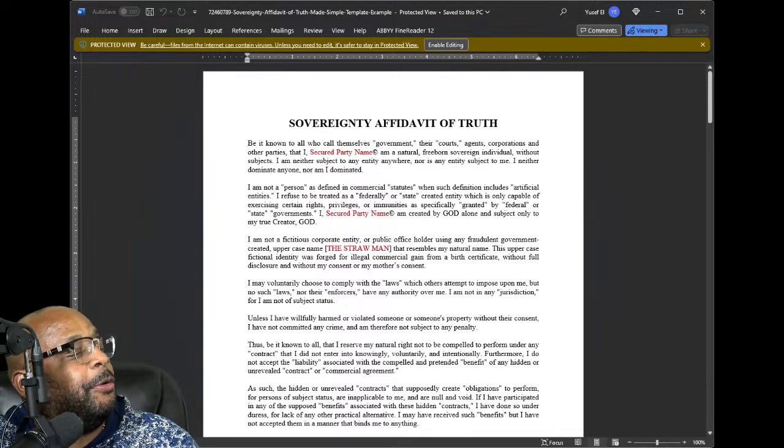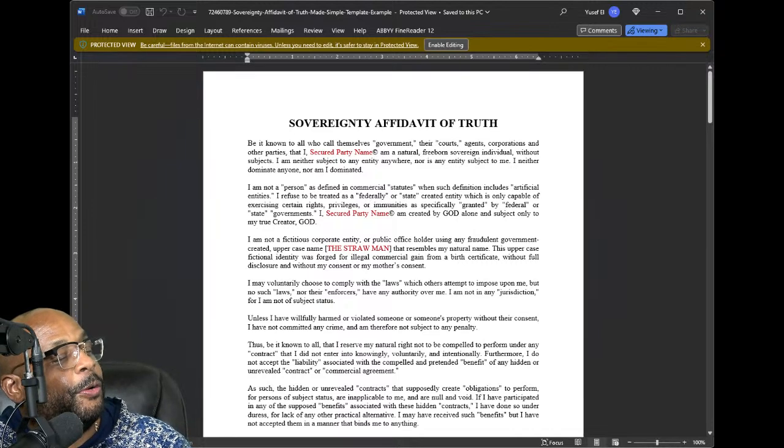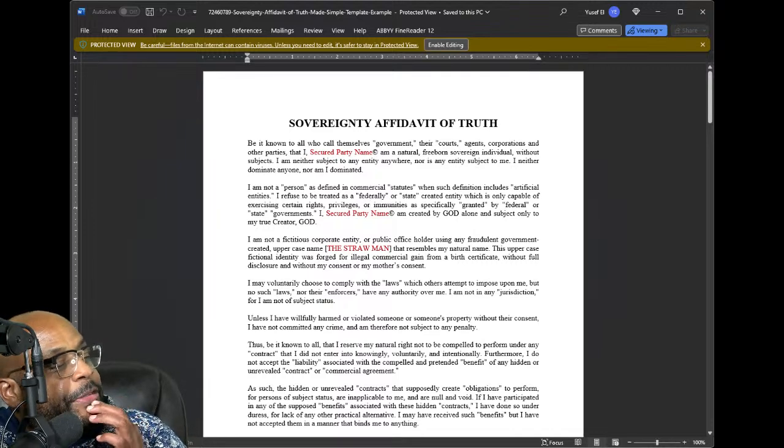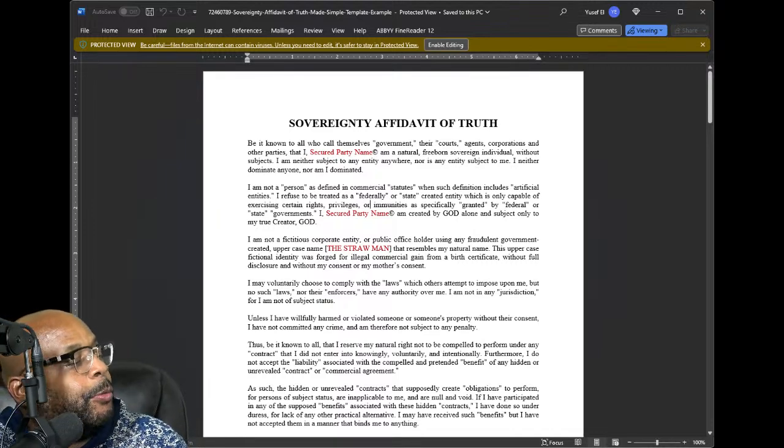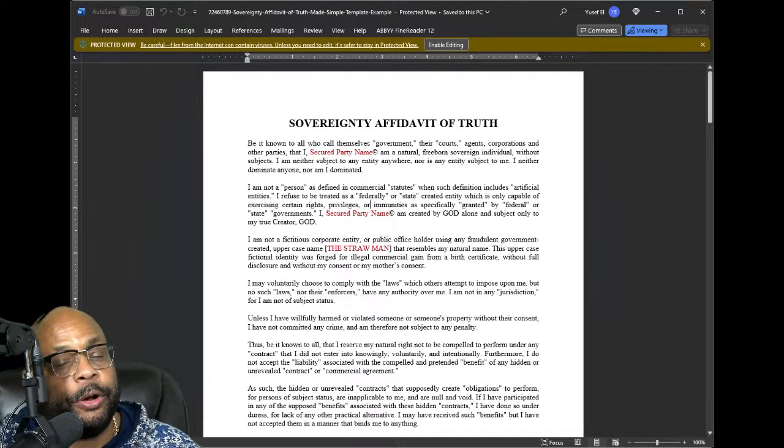But it says, be it known to all who call themselves government, their courts, agents, corporations, and other parties, that I, secure party name, am a natural, freeborn, sovereign individual without subjects. I'm neither subject to any entity anywhere, nor is any subject to me. I neither dominate anyone, nor am I dominated. I'm not a person as defined in commercial statutes when such definitions include artificial entities. I refuse, and that's a beautiful way of addressing the word person.